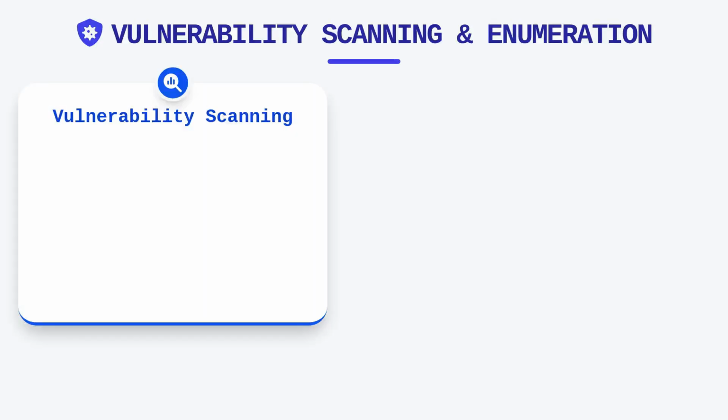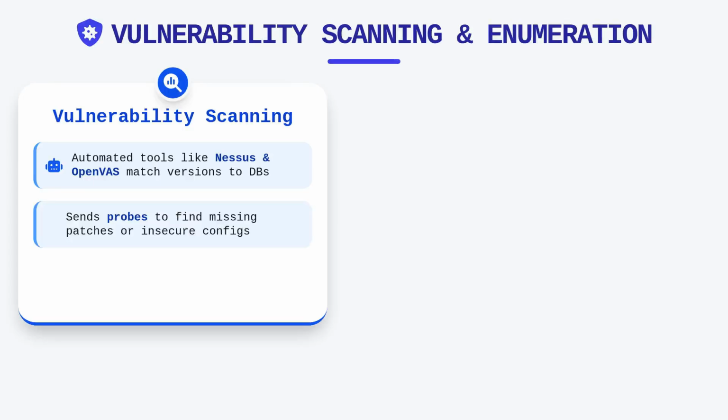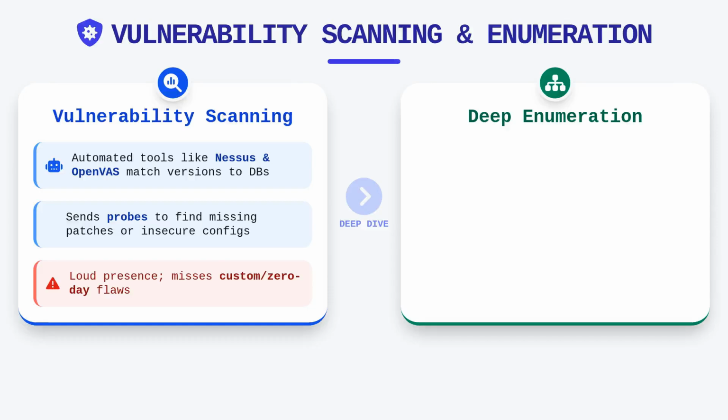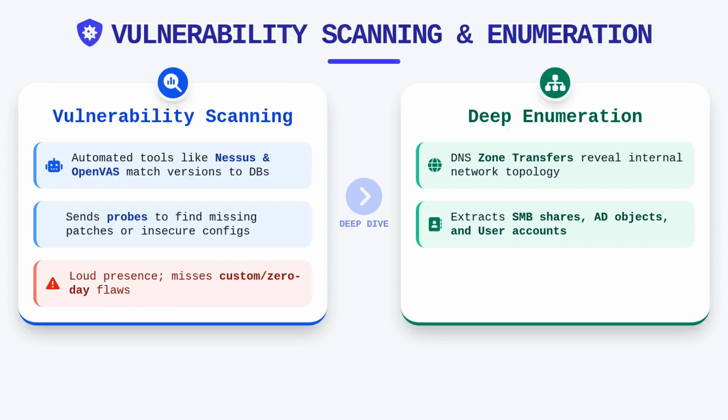Identifying specific services allows us to move into vulnerability scanning, where tools like Nessus or OpenVAS automate the process of matching service versions against known vulnerability databases. These scanners operate by sending probes that trigger known weaknesses to confirm whether a patch is missing or a configuration is insecure. While effective, this process is loud and relies on pre-computed vulnerability signatures that may miss custom or zero-day issues. Enumeration is a subsequent, deeper dive into those systems, focusing on extracting more granular data, such as user accounts, file shares, and DNS records.